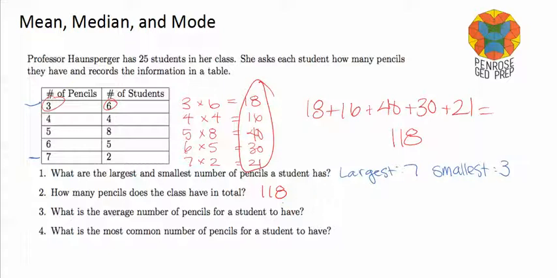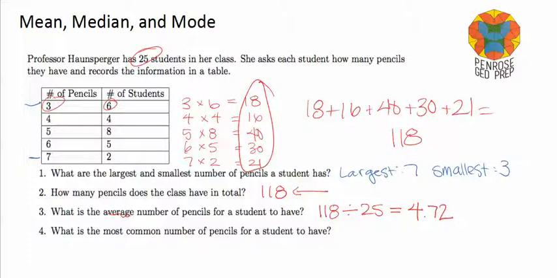To find the average, we want to take the number of pencils total and divide by the number of students in the class. So luckily, we just figured out how many pencils there are total. We know that there are 118. And if we read the question carefully, we can see that there are 25 students in her class. So what we can do is take 118 and divide by 25. You probably need a calculator to help you do this one, but it's equal to 4.72. So that's the average number of pencils that each student has in her class.